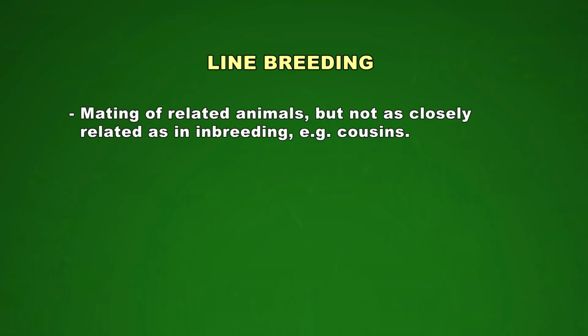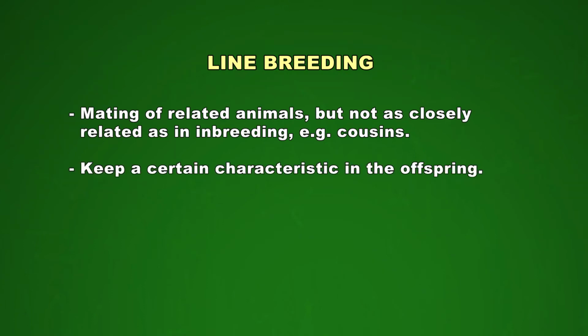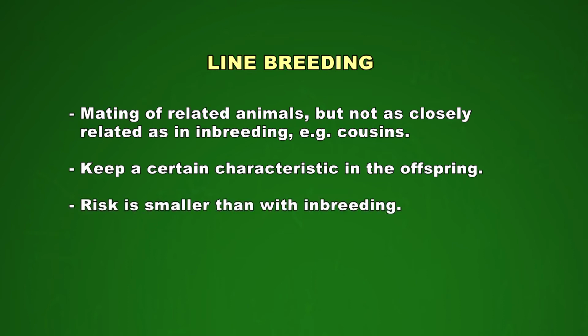Line breeding. Line breeding is the mating of related animals, but not as closely related as in inbreeding. Example, cousins. A farmer will do this to keep a certain characteristic in the offspring. There is also a risk of defects, but the risk is smaller than with inbreeding.